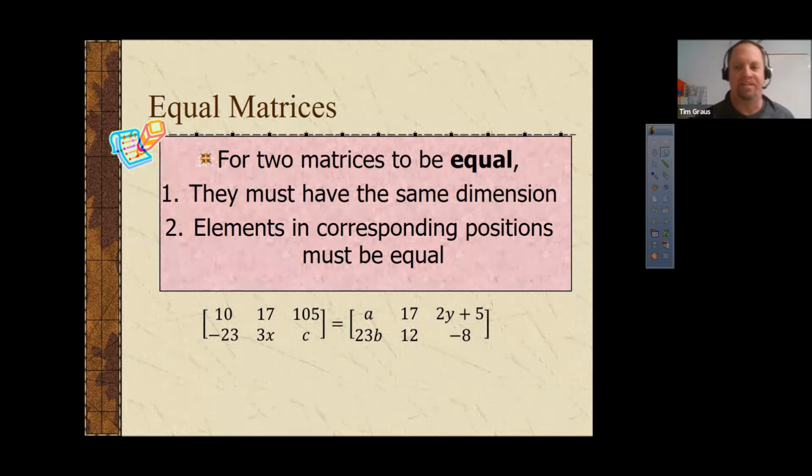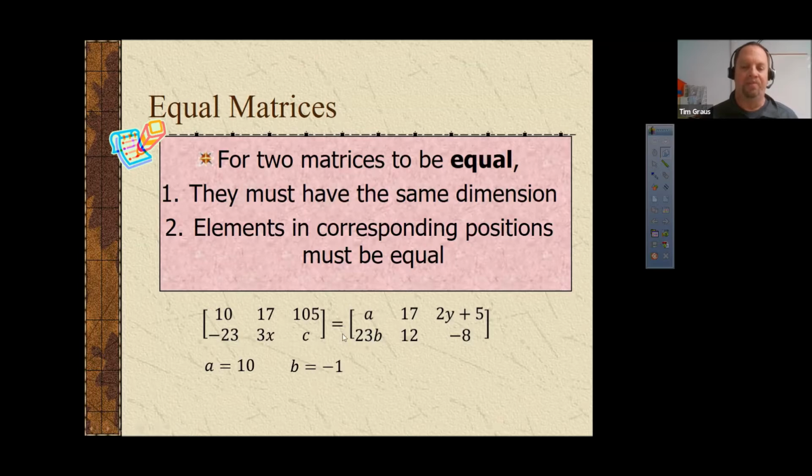They have to have the same size, and then I can compare the elements in all the corresponding positions. Now, elements in those corresponding positions must all be equal. So as I look at the example here on the screen, the upper left position must equal the upper left position. So the variable a here must equal 10. The lower left position must equal the lower left position. So for negative 23 to equal 23b, b must equal negative 1.